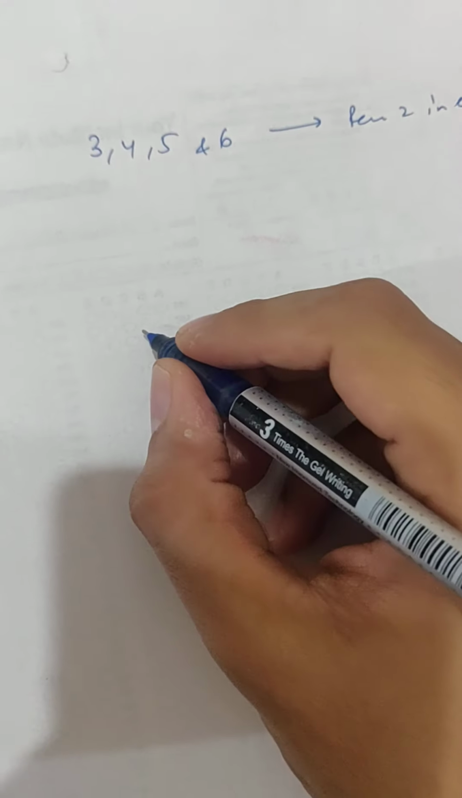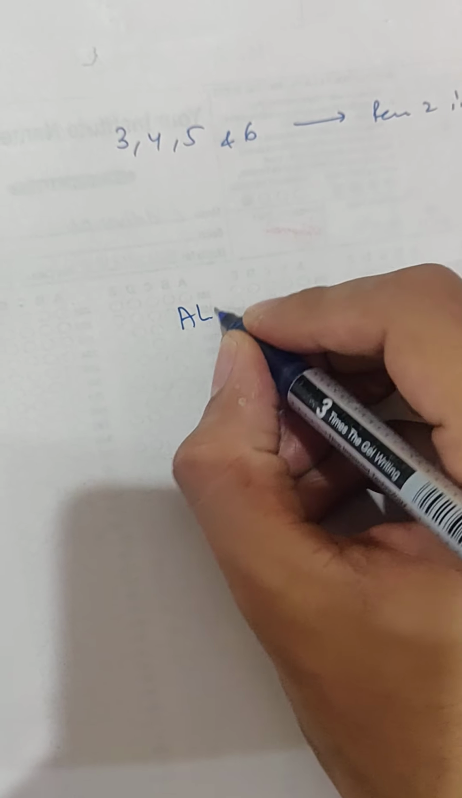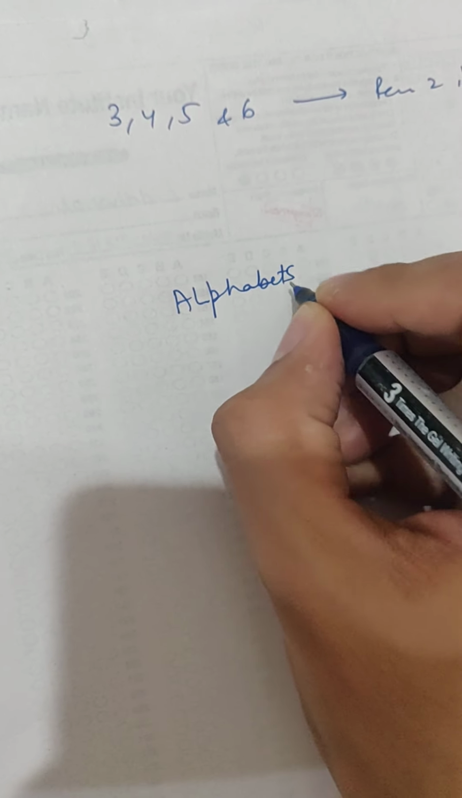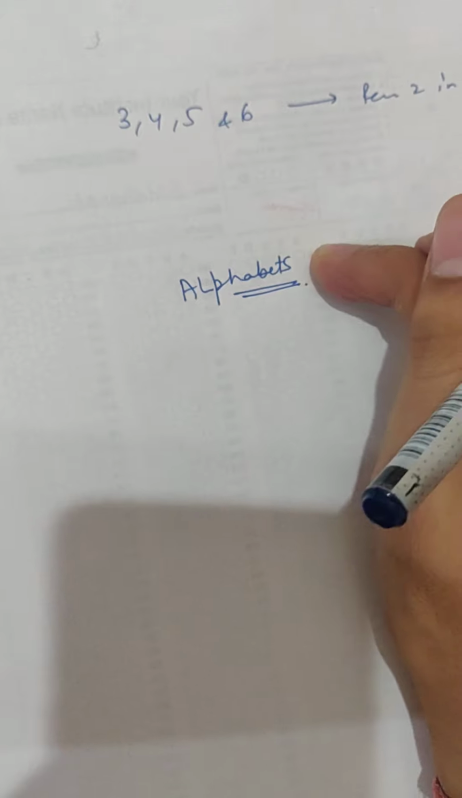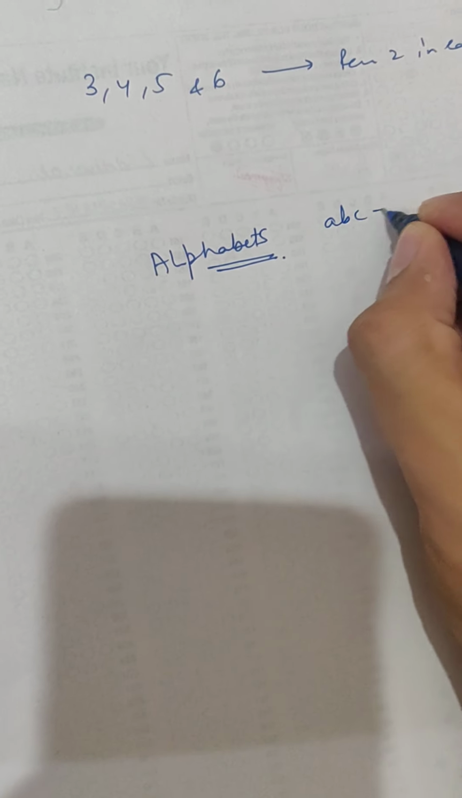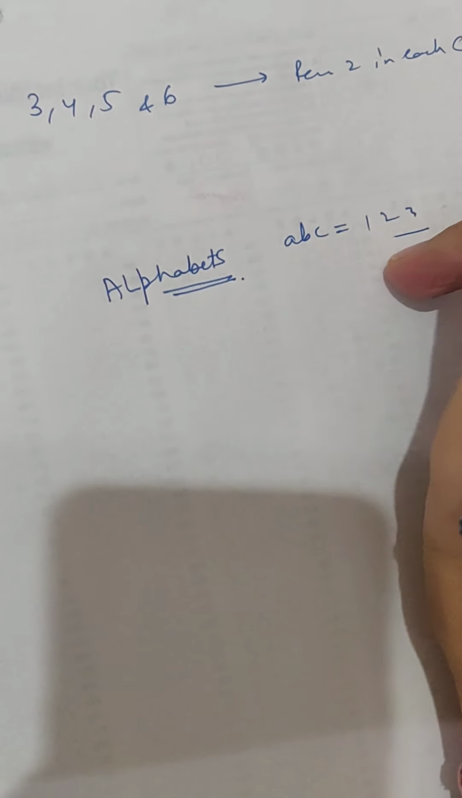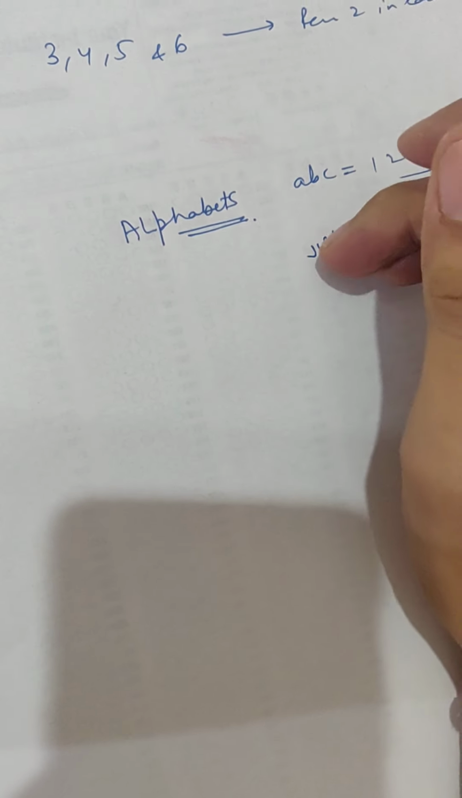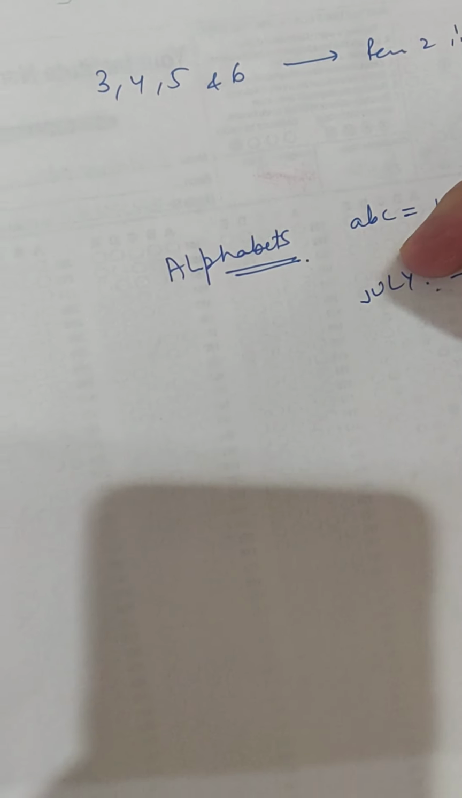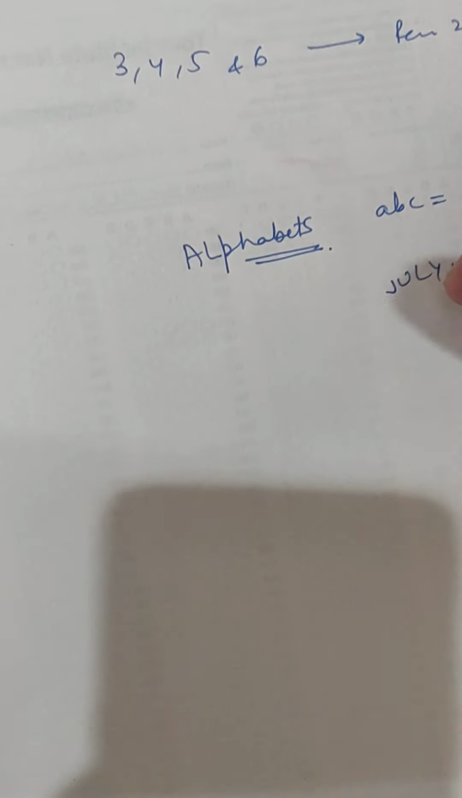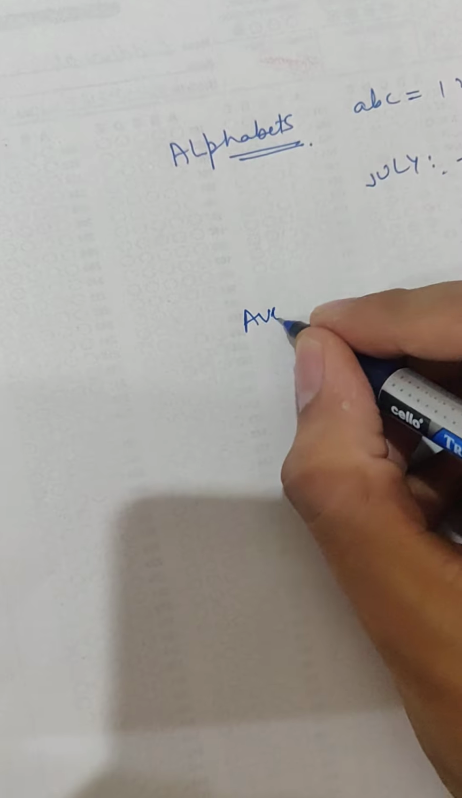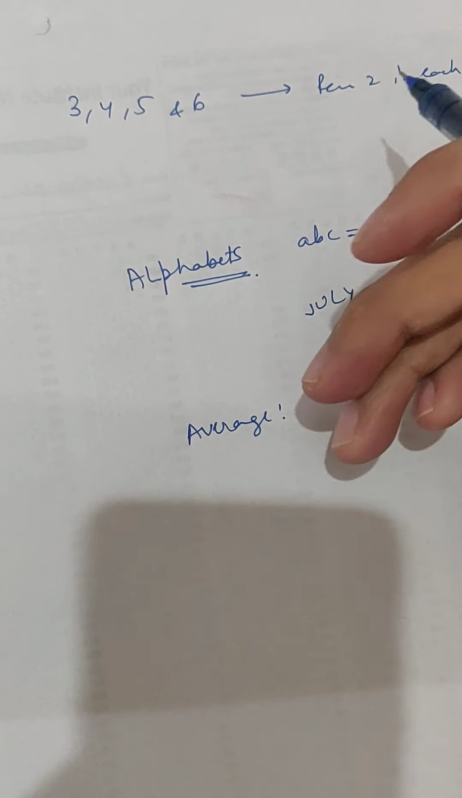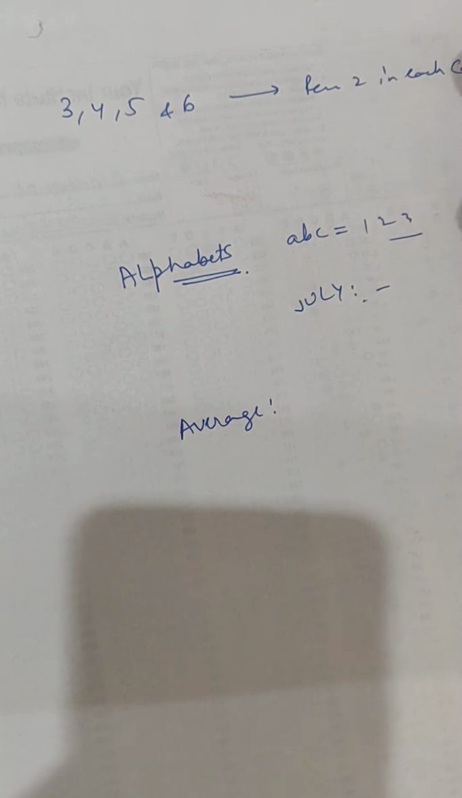In the next video I'll be talking about the questions that come from alphabets, like if A B C is 1 2 3, and how July is written as this. Again, these are repeated questions. Remainder questions are repeated questions, and there is also the concept of average. These questions repeat each year, so we have to solve them because they will most probably be repeated next year too.